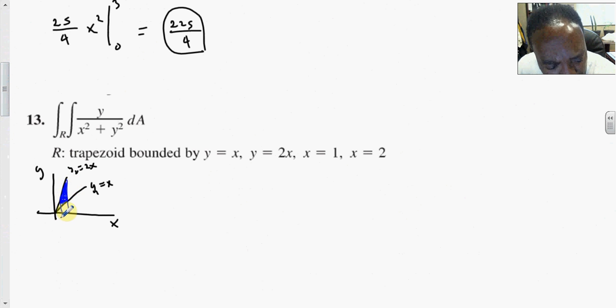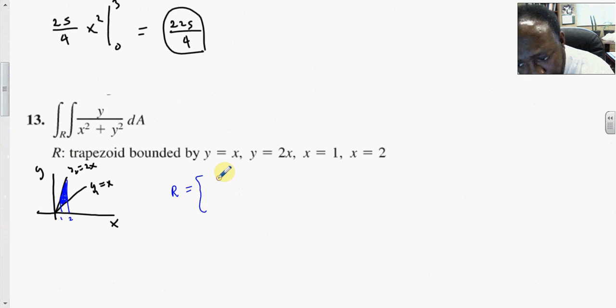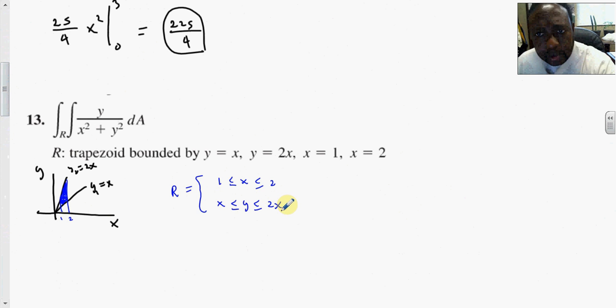So the region is there. So here the region is now said to be where x goes from 1 to 2, and then y is bounded below by x and bounded above by 2x.